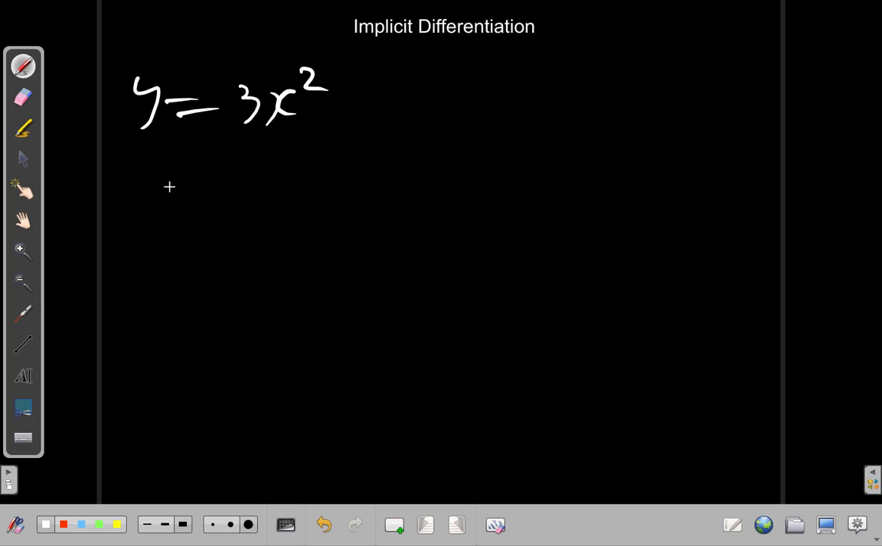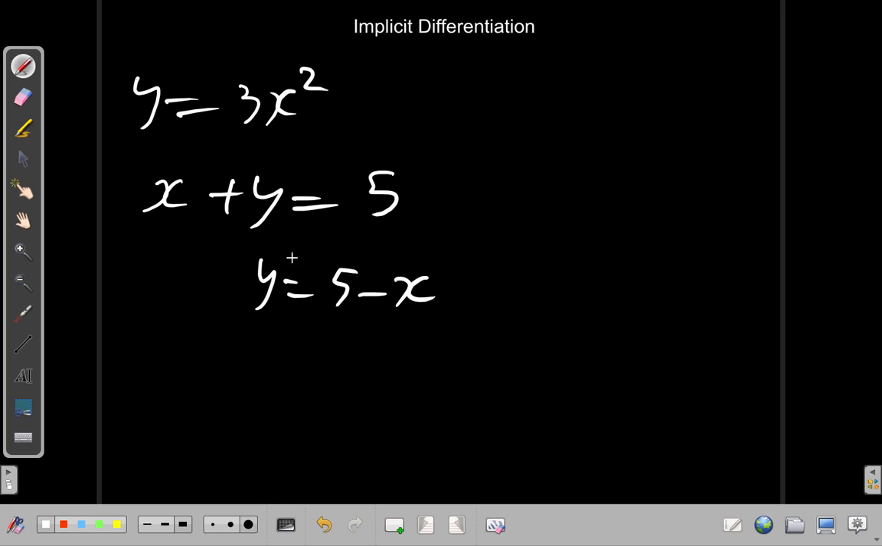Now, if you have a case where you say x plus y equals 5, that now is an implicit function. It doesn't clearly show x and y separately. But fortunately, with this function, what you can do is transpose and get y equals, and then x is over on the other side. So if you want to differentiate this, you could first say y equals 5 minus x, and then differentiate and find dy by dx. Because that's what we want to do. We want to find dy by dx in each case.